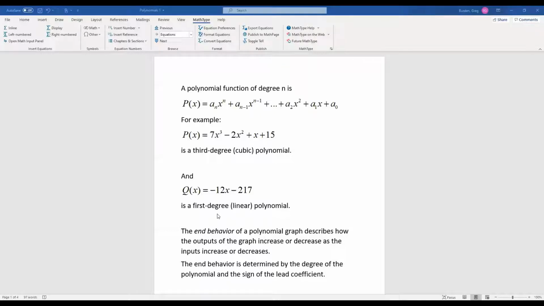A linear polynomial will have at most 2 terms. It has to have at least one term. It has to have an x term. The number in front of the x here, negative 12, is the lead coefficient. The lead coefficient in the p of x up here is 7. And in both cases, the lead term is the thing that's written down first. If I rewrote this q of x as negative 217 minus 12x, the lead term would still be negative 12x. It would just be written in the wrong place.